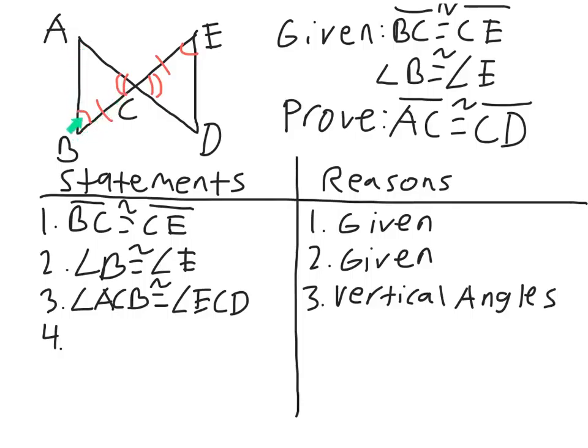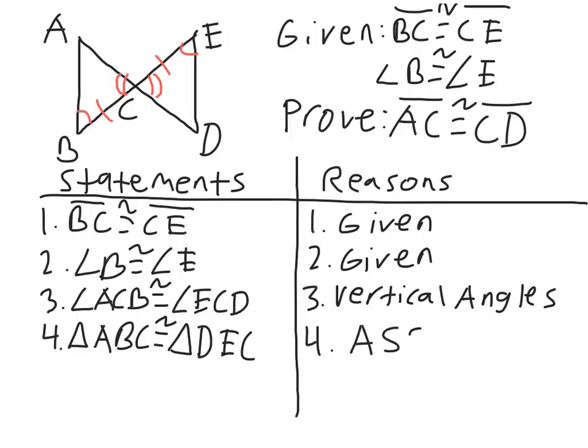Notice if we start with A, B, C, so triangle ABC, we get triangle. So we said ABC, so no mark, 1 mark, 2 marks. Have to do the same thing. No mark, 1 mark, 2 marks. So DEC. And we know that because of angle, side, angle.